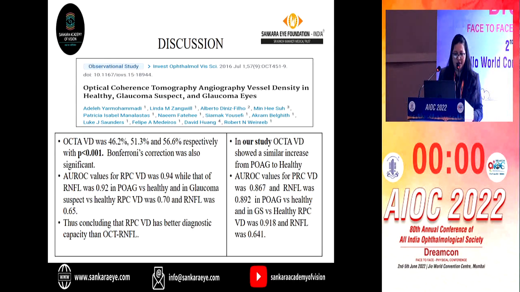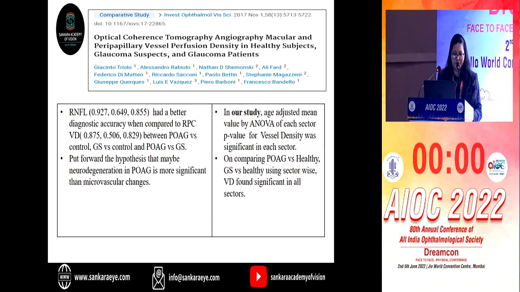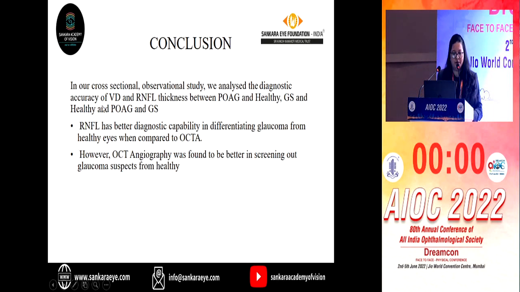We compared our study with Yar Muhammad Ali et al., whose findings were quite similar to ours. And Triolo said that RNFL has better diagnostic ability and put forward the hypothesis that neurodegeneration is more prominent than microvascular degeneration. In conclusion, RNFL has better diagnostic capability in differentiating glaucoma from healthy eyes. However, OCT angiography was found to be better in screening out glaucoma suspects from healthy.